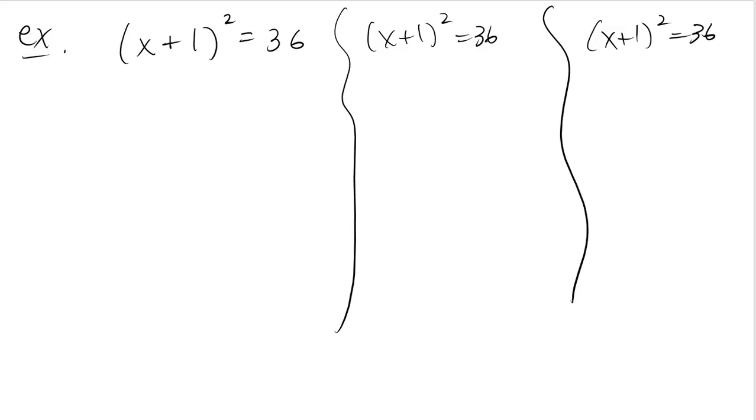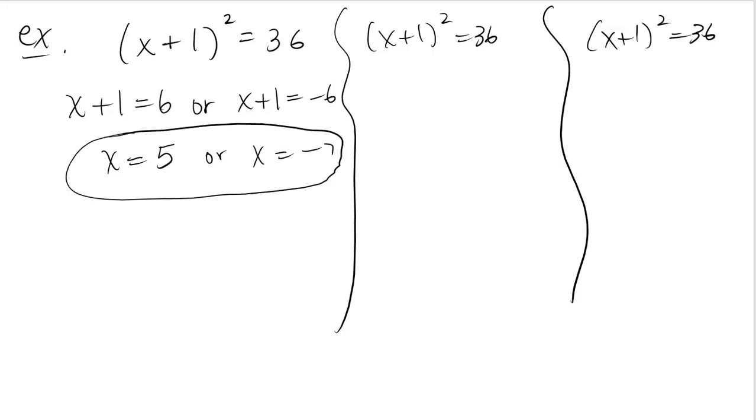This one's begging to be done by extraction of roots. I know that if x plus 1 squared is equal to 36, then x plus 1 either has to be equal to 6 or x plus 1 has to be equal to negative 6. Those are the two cases. I would not use the plus or minus notation here, because I can simplify. If x plus 1 is equal to 6, then x is equal to 5. If x plus 1 is equal to negative 6, then x is equal to negative 7, and I'm done.